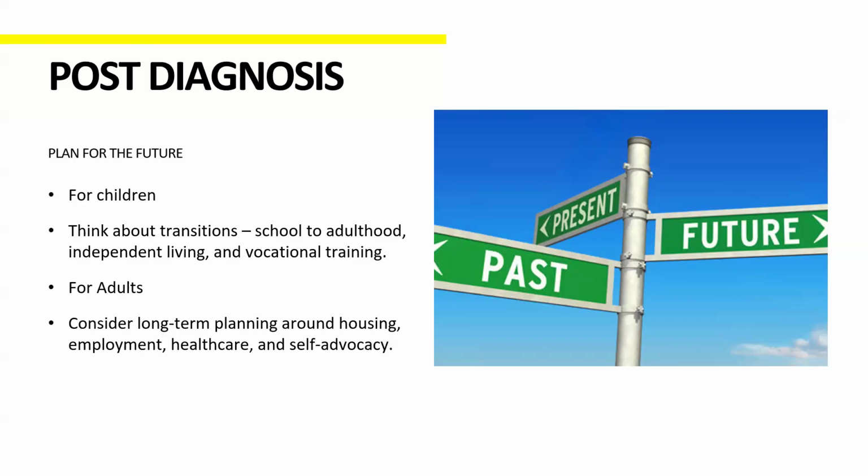For children, some things to consider are transitions that occur during life. This includes transitions from school to adulthood, independent living, and vocational training. And for adults, it is essential to consider long-term planning. That can look like securing housing, at-home supports, employment, healthcare, and self-advocacy.